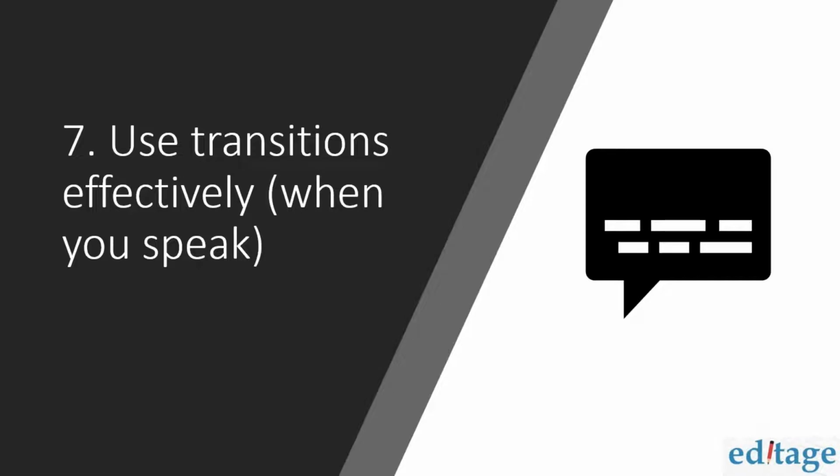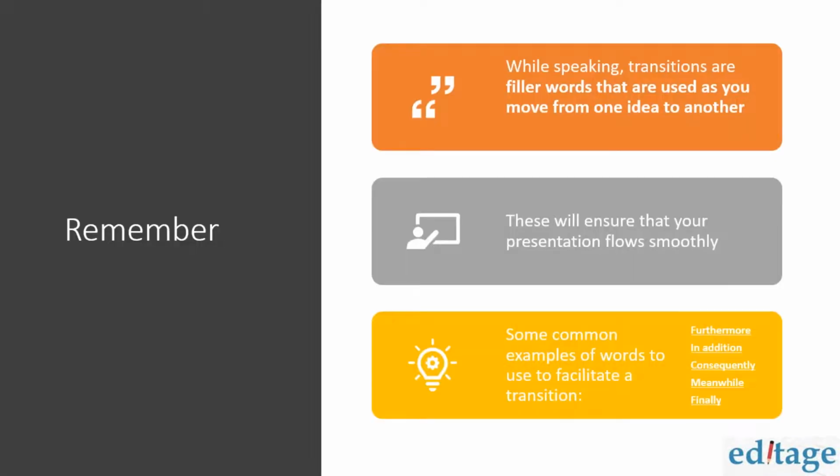And this is a little bit of a trick in speech, use transitions effectively when you speak to people, right? What are transitions? Transitions essentially are filler words that you use as you move from one idea to another, right? This sort of verbally ensures that your presentation flows smoothly. Common examples of words to use to facilitate a transition, for example, are furthermore, or in addition, or consequently, or meanwhile, or finally. It's what you use to go from one thing to another.